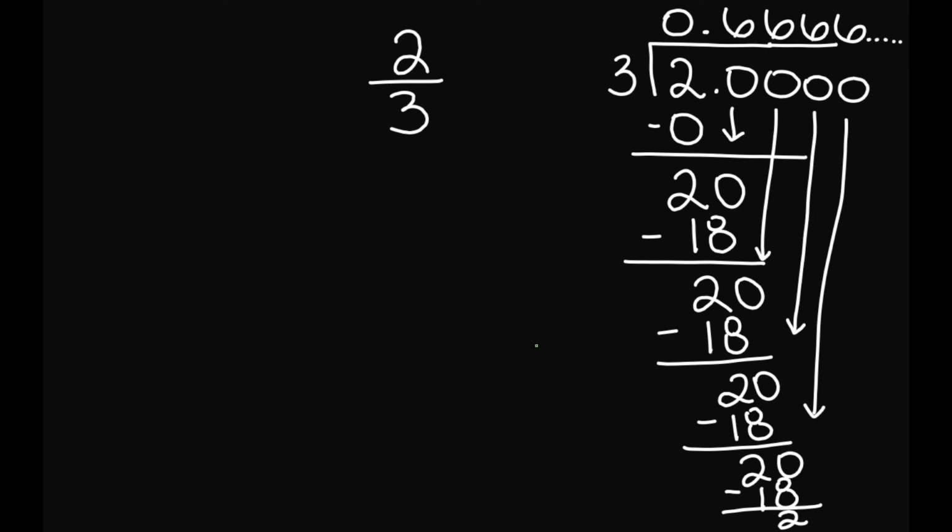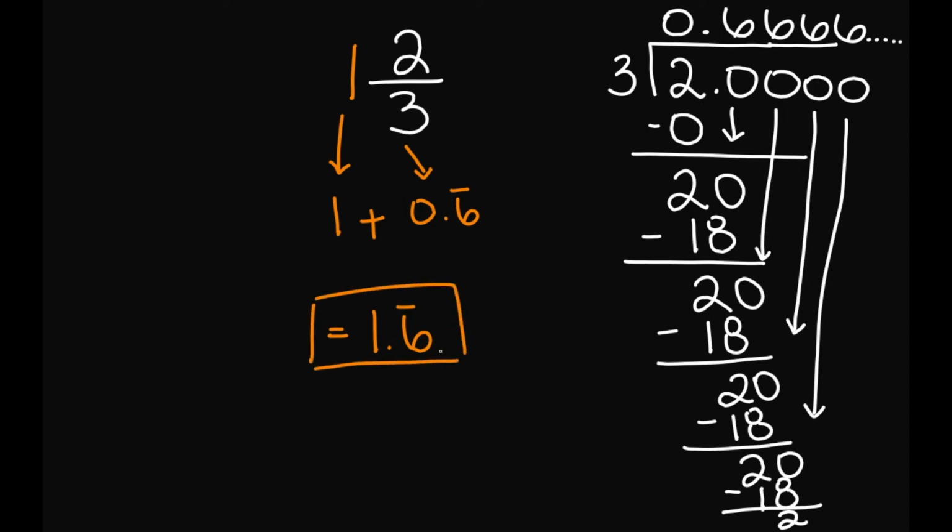So let's look at the same example. Let's say we had 1 and 2/3. We had a mixed number. So we already said that 2/3 equals 0.6 repeating. However, if I have a 1, I'm going to do 1 plus 0.6 repeating. You're going to get 1.6 repeating, just like this. So all you do when you have a mixed number is add your whole number right in front of your decimal.